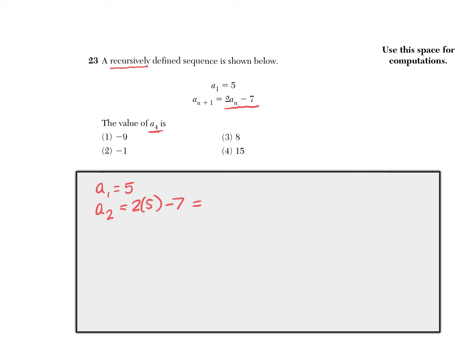So 10 minus 7 gives me 3. So my second term is 3. So my third term is going to be 2 times my second term minus 7, which is going to be 6 minus 7, which is negative 1.